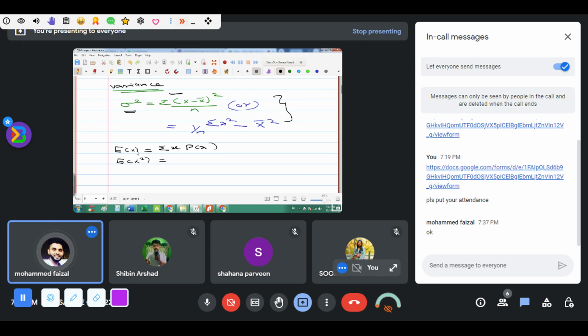E of x means summation x squared P of x. P of x only, probability only. Therefore, P of x only, not P of x squared.